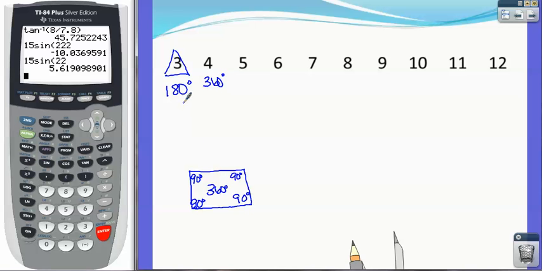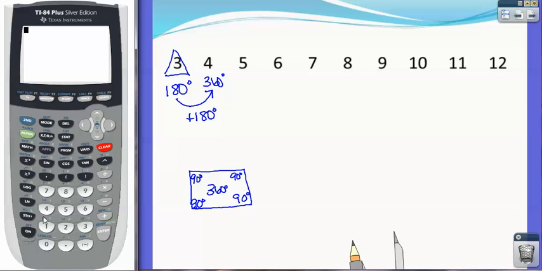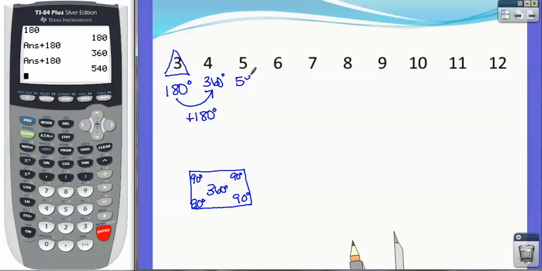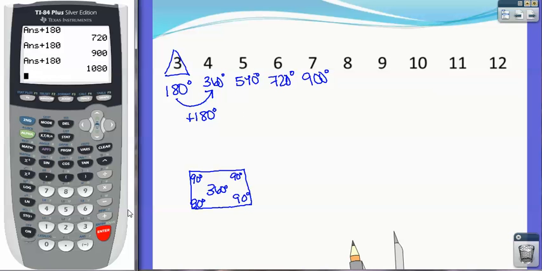Now, there's a pattern, because math is all about patterns. How do I get from 180 to 360? I add 180. Now, my calculator is kind of cool. If I start with 180 degrees for a triangle, and I add 180 degrees again, I get 360. I do it again, and I get 540. I do it again, and I get 720. I do it again, and I get 900. One more time, and I get 1080.